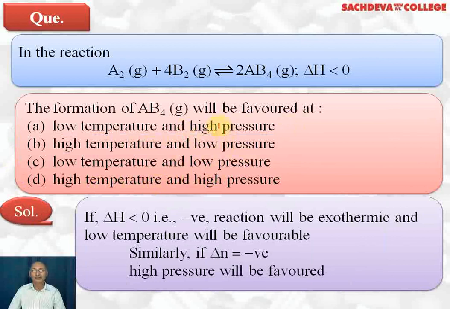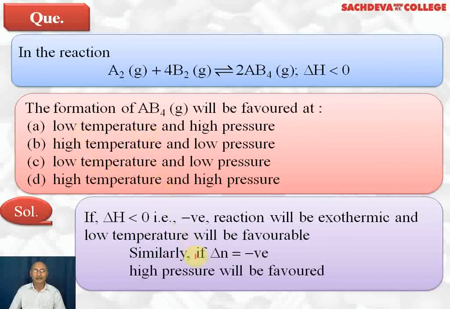The first most important point is you have to observe whether the reaction is exothermic or endothermic. Delta H is negative, it means the process is exothermic. And if the process is exothermic, it means low temperature is favorable for the forward reaction. Low temperature we have in A part as well as C part.